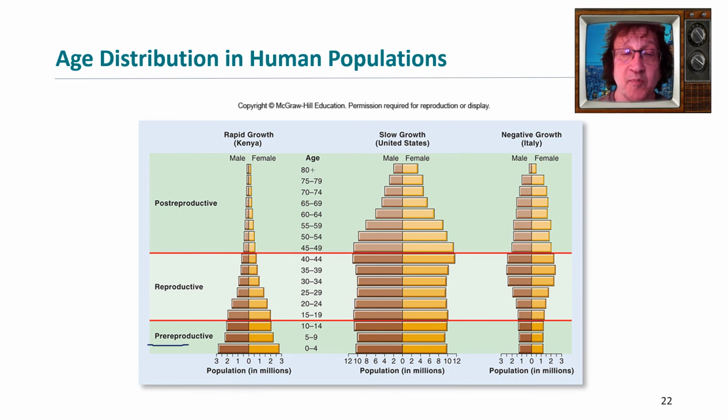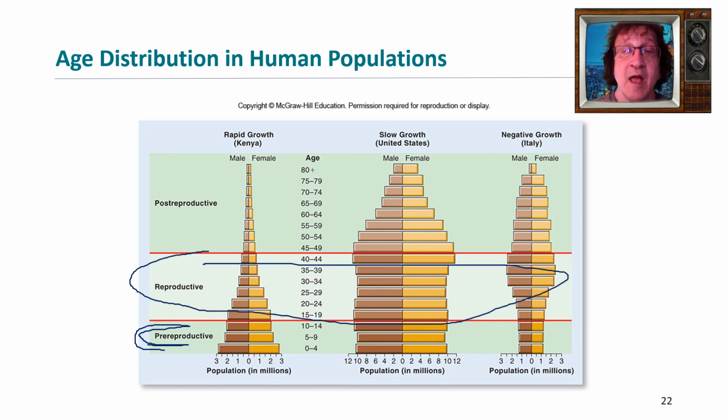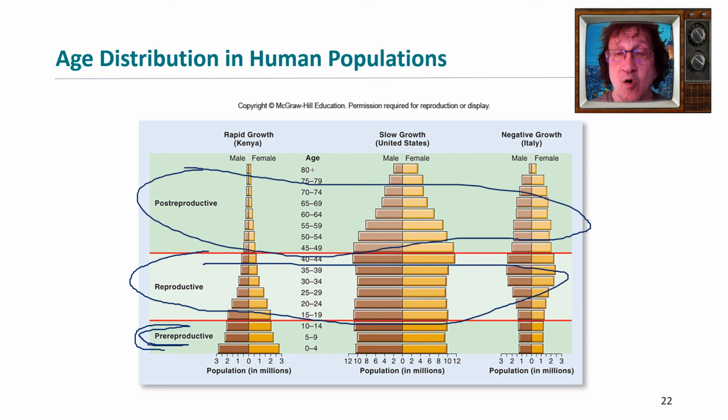So we can look at pre-reproductive. That means these kids are just getting older, but they're not making babies. This is who's making the babies right here. And these are the post-reproductive. That means you're sitting around watching TV or playing card games, because right now you're too old to play video games, whatever, and they're not making babies.